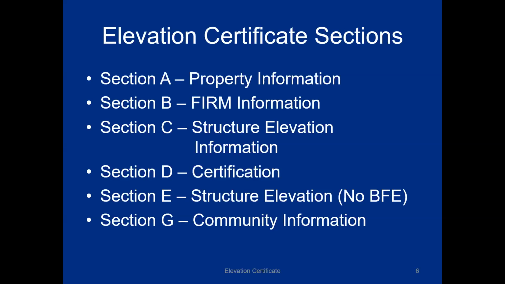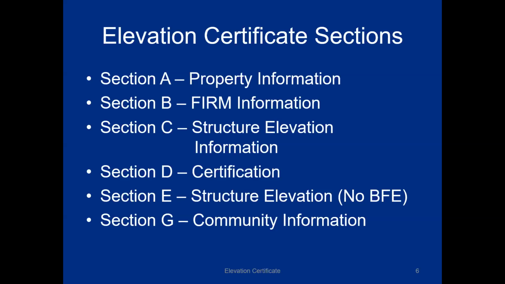Section A, property information. That describes the property that's being documented on this elevation certificate. Section B, flood insurance rate map information. Section C, that's structure elevation information specific to the structure that's documented on this elevation certificate. Of course, certification in Section D. And like I said, those first 4 sections, to me, I think of them as the most important ones.